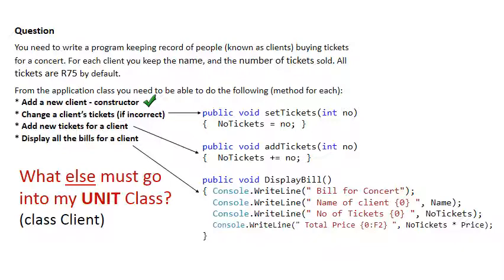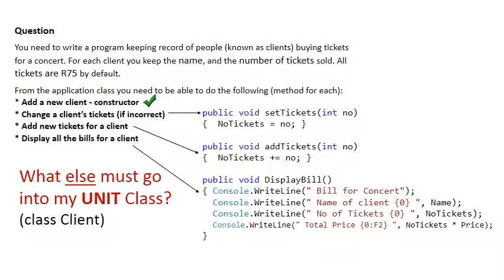Adding new tickets for a client also changes the value of number of tickets, but it's slightly different. It doesn't just change it. In this case, it adds a value to it. So if you send through the parameter number into add tickets, it's added to number of tickets. So if the client had bought 4 tickets and you send through 2, it's now 6. Now set tickets simply just assigns number of tickets to number.